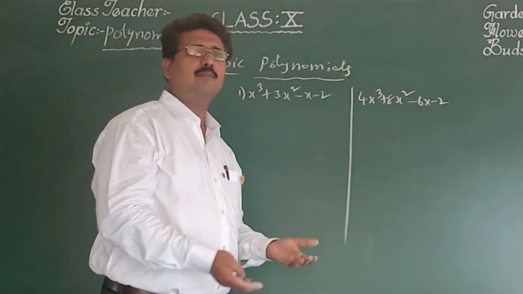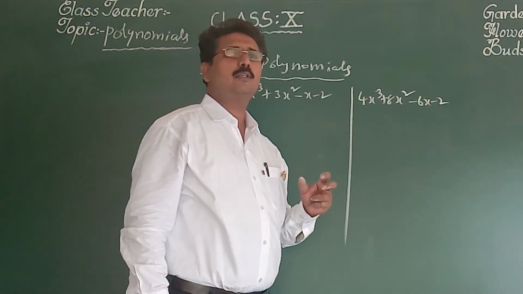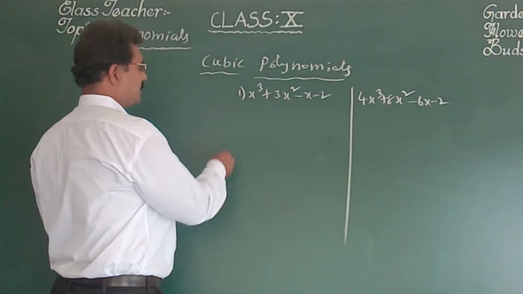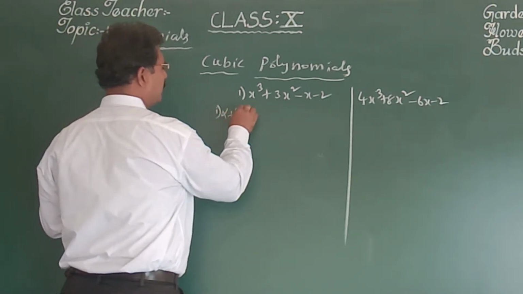We have to write out the three roots. That means the sum of the roots, the sum of the products of the roots taken two at a time, and the product of the roots. So how to write? See the first one, the sum of the roots: alpha plus beta plus gamma.